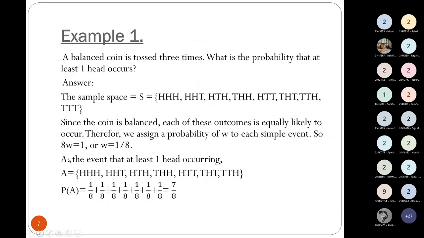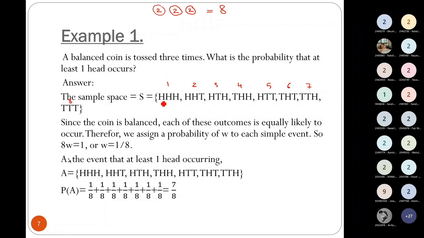Now, the example: a balanced coin is tossed 3 times. The first time we have 2 faces, the second 2 faces, the third 2 faces. So how many outcomes? We have 8 outcomes. So the sample space has 8 outcomes.